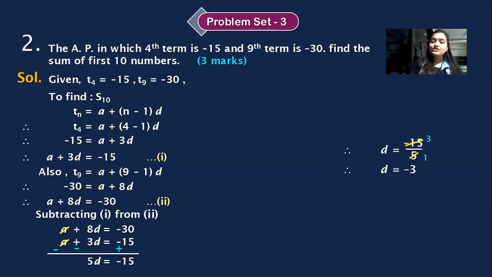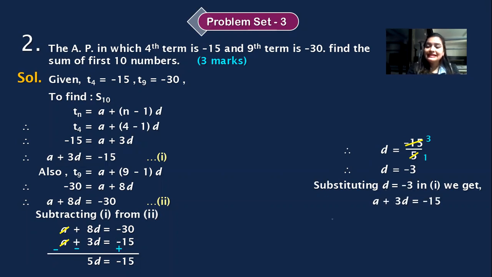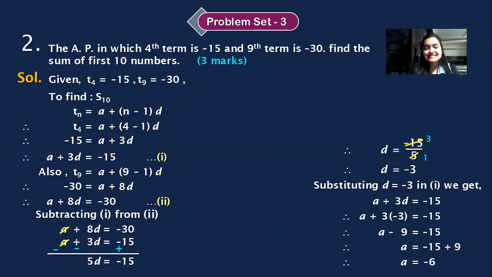Once we get the value of D, we will substitute and find the value of A. So substituting D is equal to -3 in equation number 1. You can substitute in any equation. In the place of D, put -3. 3 into -3 gives you -9. -9 shifted to the other side will be +9. So A will be -6.